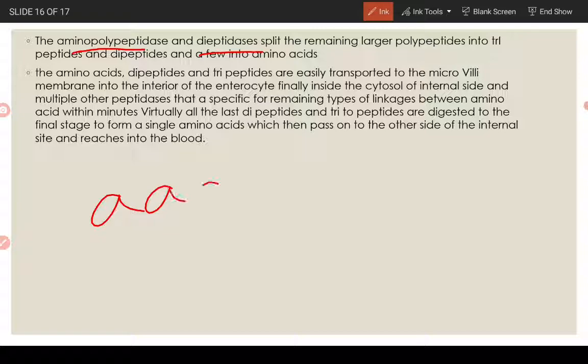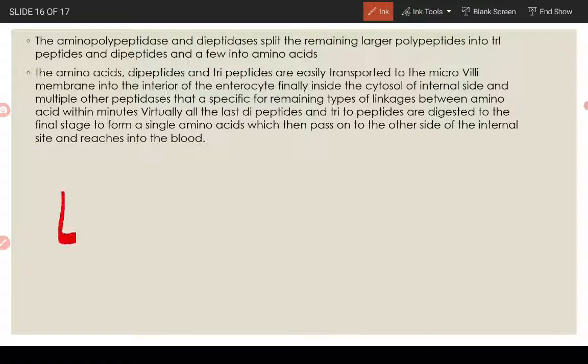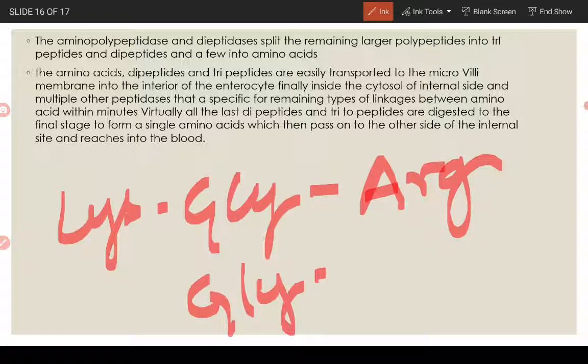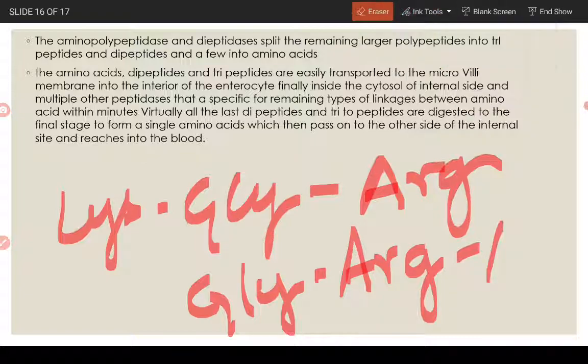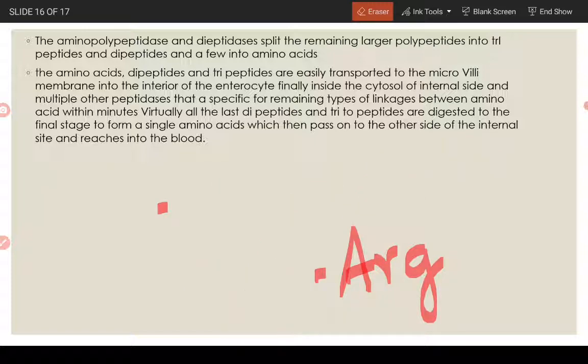I mean, three amino acids, sorry. Something like this remains: lysine, glycine, arginine. This is a tripeptide. And glycine, arginine, this is a dipeptide. So only such dipeptides and tripeptides remain. All are broken down into such dipeptides and tripeptides.